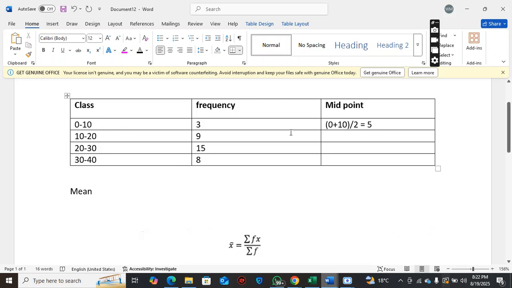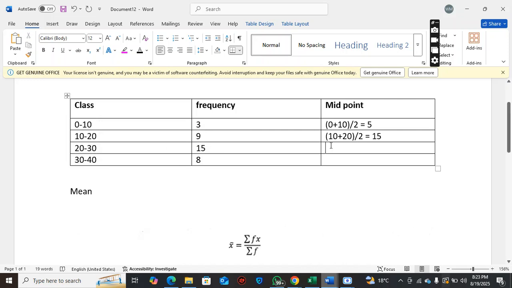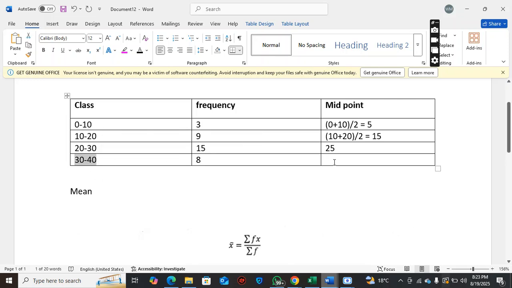You come to the next class, you just say 10 plus 20 divided by 2. That is 30, and 30 divided by 2 is 15. The next class, you say 20 plus 30, that is 50. 50 divided by 2 is 25. The next class, 30 plus 40, that is 70. 70 divided by 2 is 35.